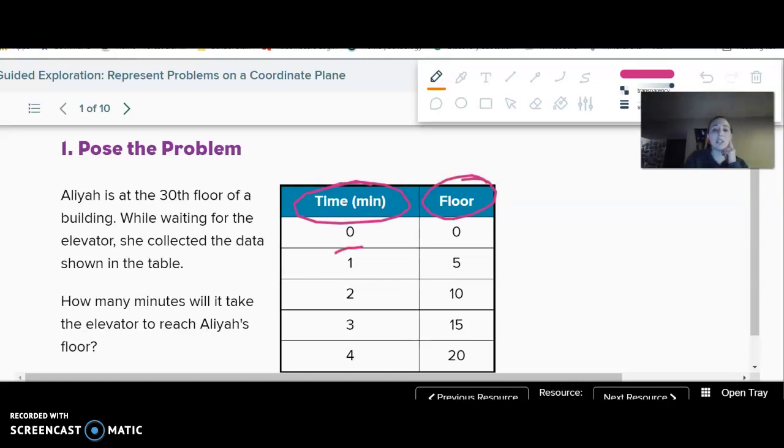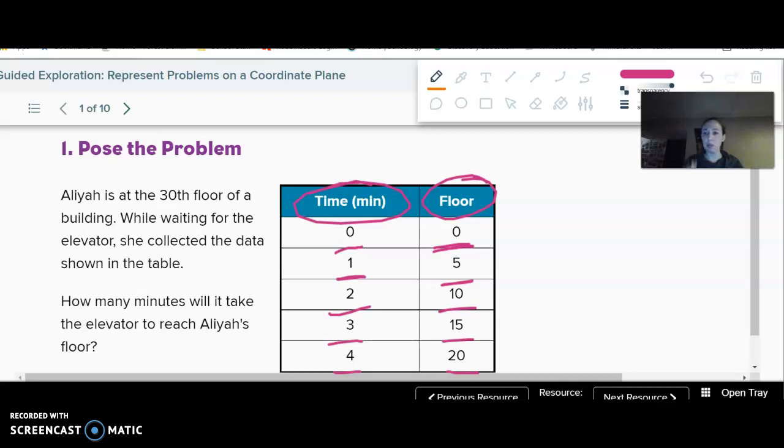So at 0 minutes, it's at the bottom floor. After 1 minute, it's at the 5th floor. 2 minutes, 10 floors. 3 minutes, 15 floors. 4 minutes, 20 floors. So notice there's this pattern that we can use to help us predict when it will get to her on the 30th floor.